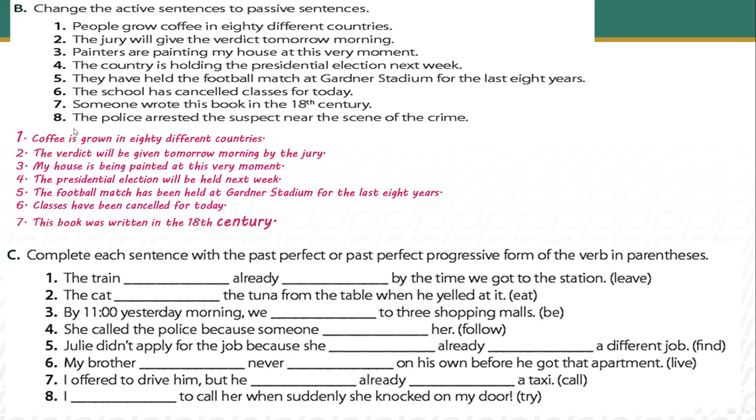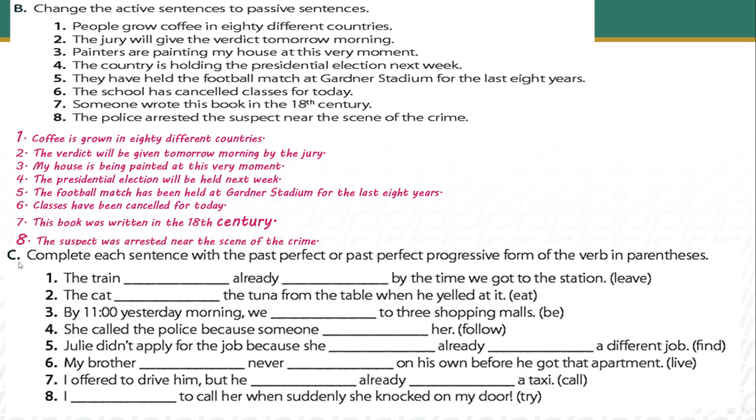Let's move to number 8. The police arrested the suspect near the scene of the crime. We have the verb arrested. It is a past tense, so we will use was again. Yes, the suspect was arrested near the scene of the crime.